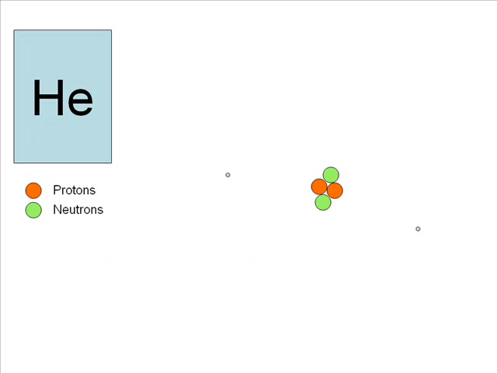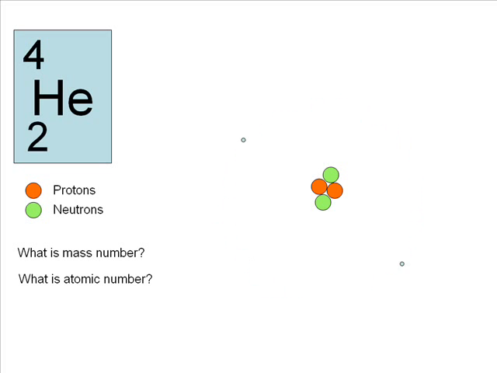Let's take a look at a helium atom. The bits in the nucleus are called nucleons. So the mass number in this case is 4 because there are 4 nucleons. The atomic number is the number of protons. This is 2. Notice we can calculate the number of neutrons by taking the mass number, which is 4, and taking away the proton number, which is 2. That leaves the remainder of nucleons as the neutrons, which in this case is 2.